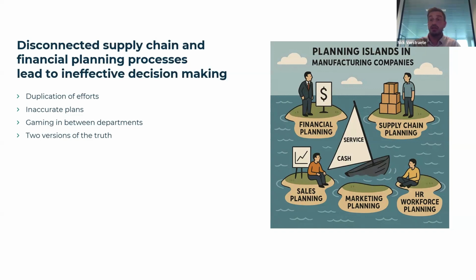Then we go to the last bullet point. In a lot of cases, it also creates two versions of the truth, or even two truths. Finance would refer to their latest financial plan, and supply chain would refer to their supply chain forecast. That cannot be effective in today's times in order to quickly and effectively take decisions. When supply chain planning or operational planning is not linked to financial planning, it can also not lead to very accurate financial plans. And by creating planning islands, we facilitate gaming between departments. So supply chain can play a game towards finance, and finance could play a game towards supply chain. That's also very detrimental to collectively creating very strong decisions across departments.